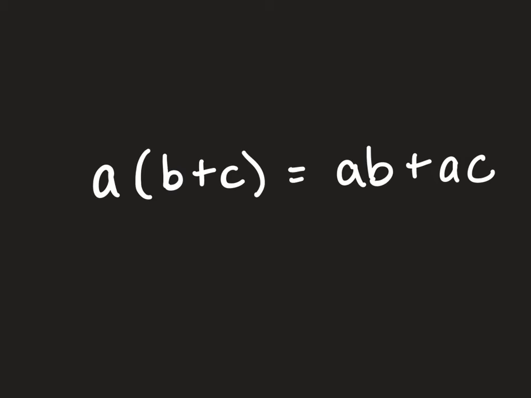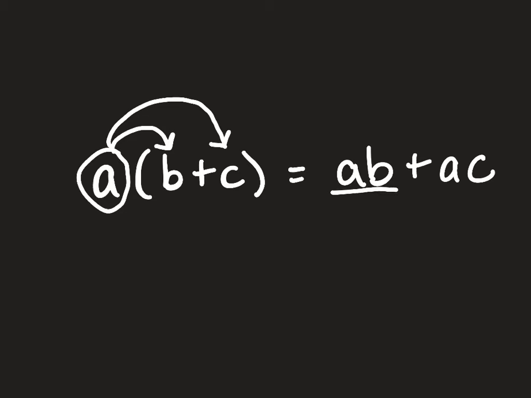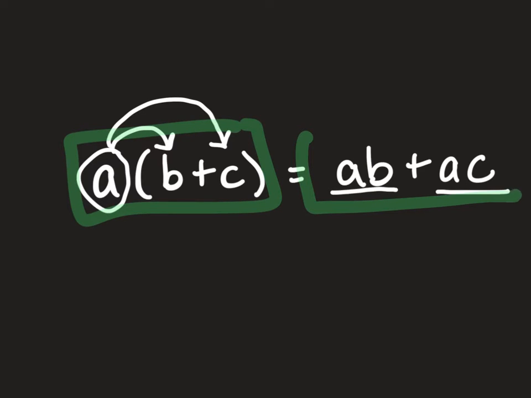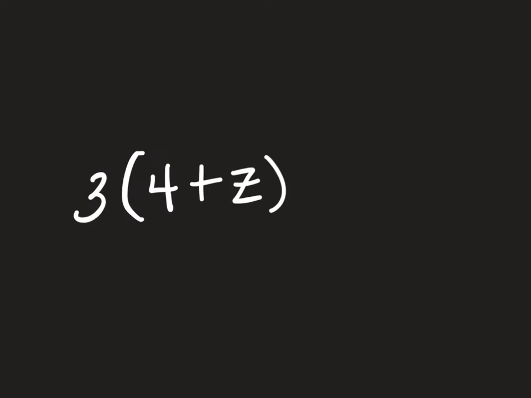When we think about the distributive property, it's important to remember that whatever is outside of the parentheses, we're multiplying. And we can't just multiply it by the first thing in the parentheses. We have to multiply it by everything in the parentheses. So A times B becomes AB, and A times C becomes AC. These two expressions are equivalent.